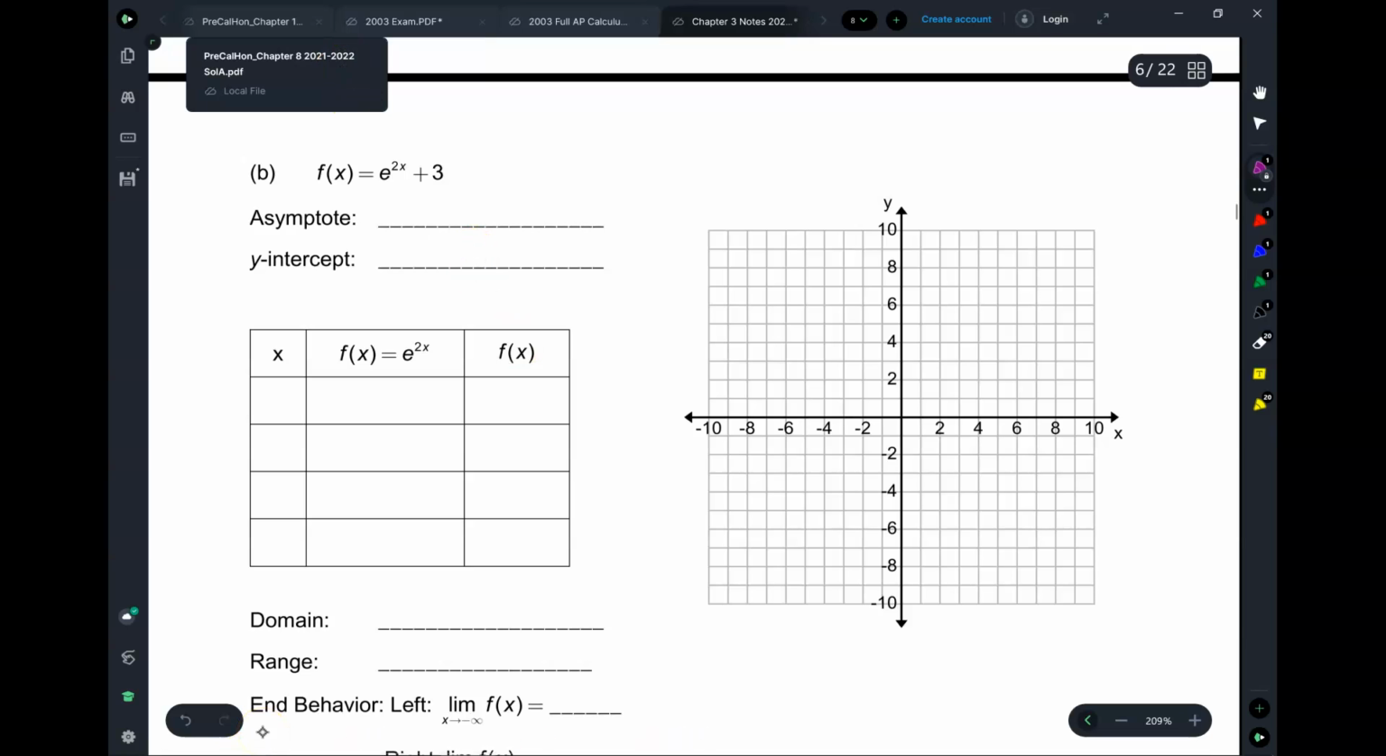Okay. What do you think is happening here? So we have e to the 2x. What's this 3 doing? Moves it up. So what's the asymptote? Y equals 3. What am I going to do to get the y-intercept? Plug in 0. So e to the 0 plus 3, that's 4. So y-intercept is at 4.